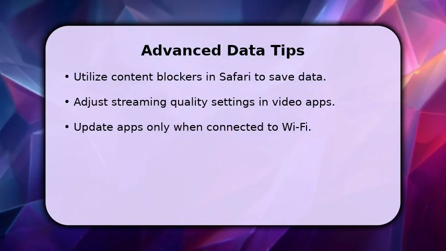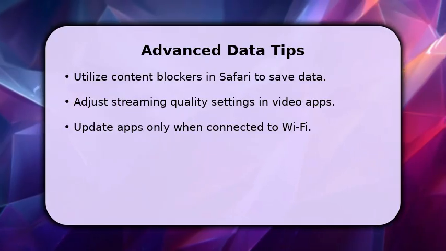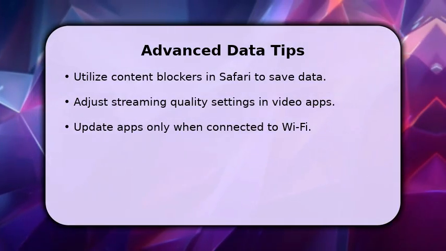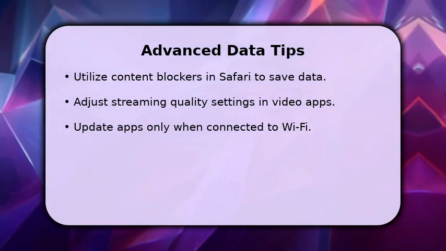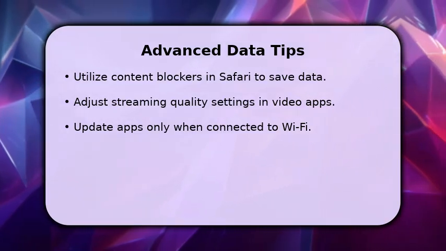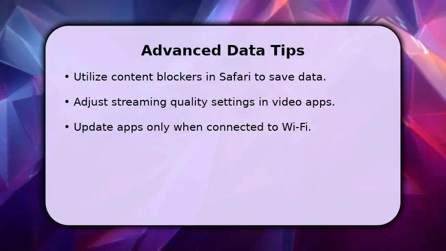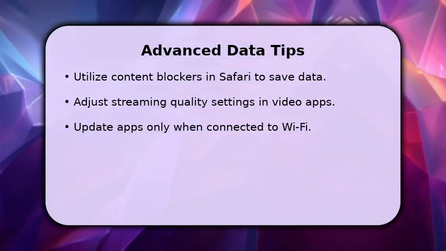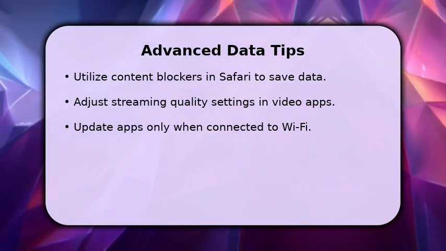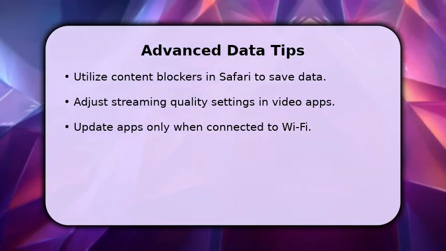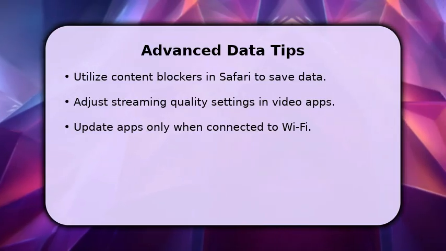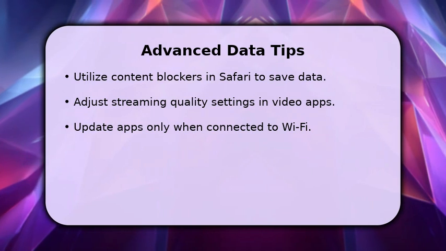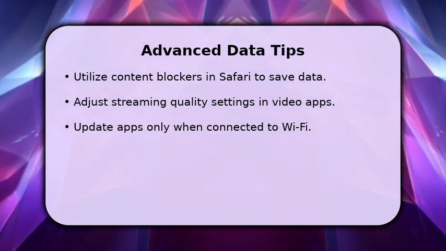For more advanced data management, try utilizing content blockers in Safari. They can save a significant amount of data by blocking ads. Adjusting streaming quality in video and music apps to a lower setting when on cellular can also make a big difference. Always ensure your iPhone is set to update applications only when connected to Wi-Fi, preventing large downloads over cellular. These small adjustments can lead to substantial data savings over time.